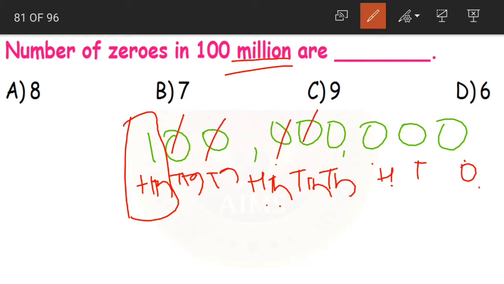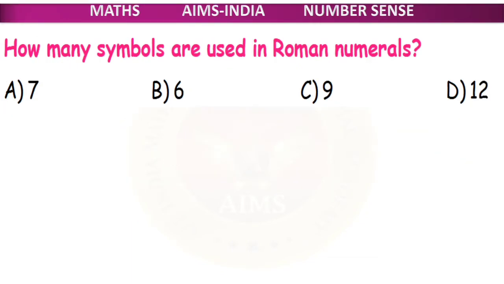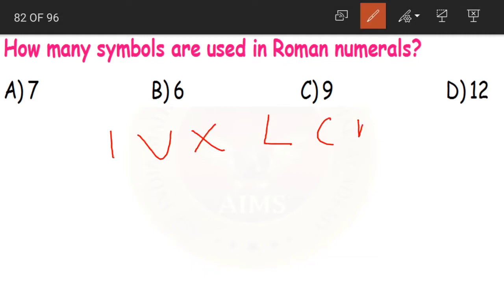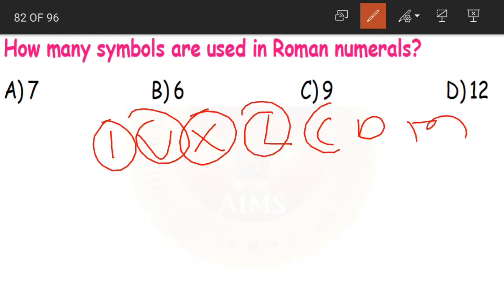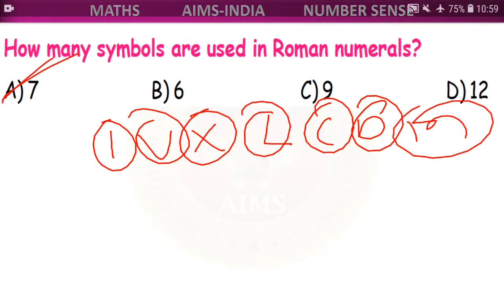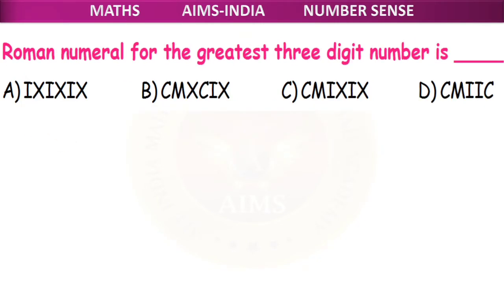Let us count. 1, 2, 3, 4, 5, 6, 7, 8. So 100 million has 8 zeros in it. Clear? Next, how many symbols are used in the Roman numerals? Again, as we know the Roman numeral chart, I V X, L C D M. How many symbols are there, children? 1, 2, 3, 4, 5, 6, 7. So option A, 7 becomes our correct answer. Even if you don't remember the number by heart, you can write the chart and then count how many Roman symbols are there.